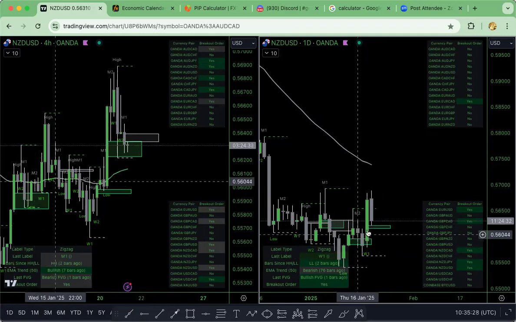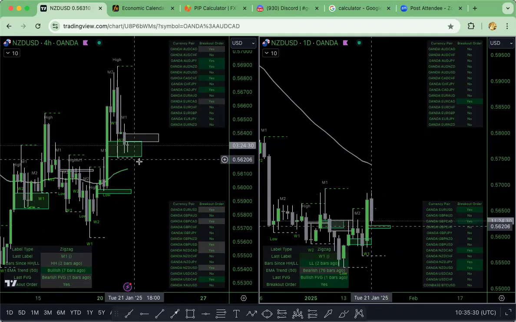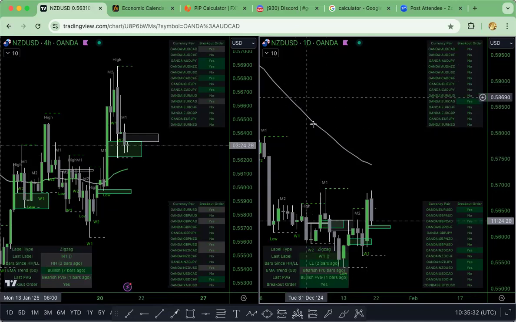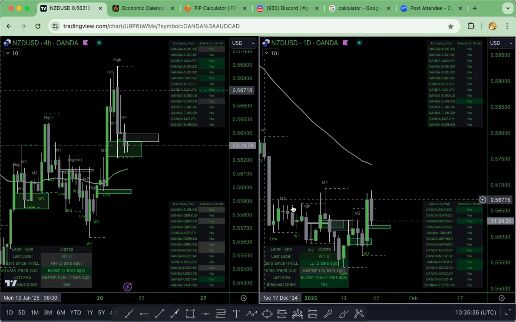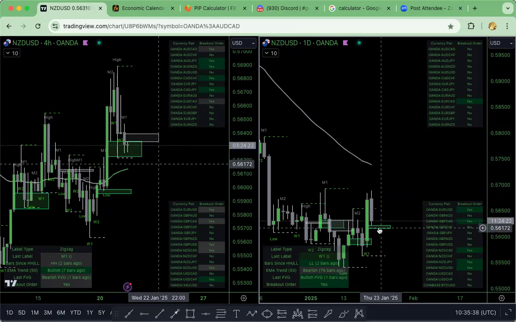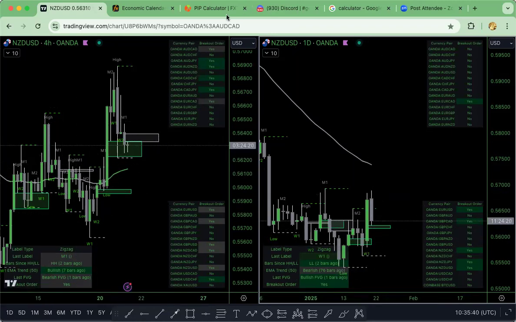So it's all about looking at your daily chart and then what your 4-hour chart's doing, or whatever time frame's your highest and then your lowest. This is showing you with the breakout orders. There's also the way of showing you with, again, the FVGs. So boom, boom, boom. Let's go here.